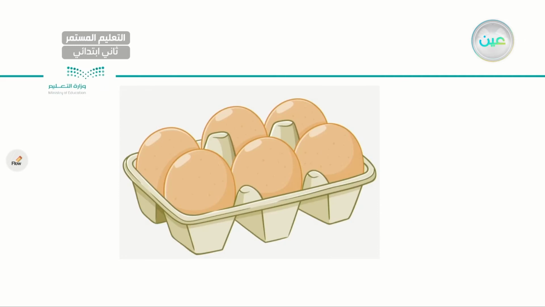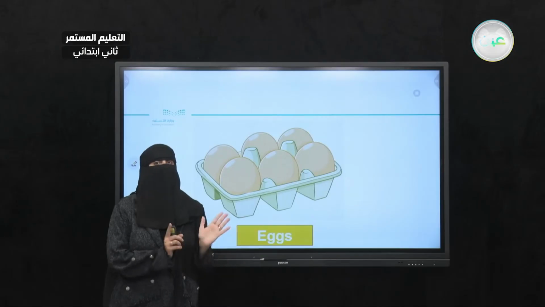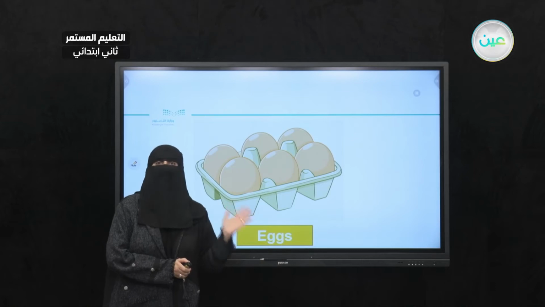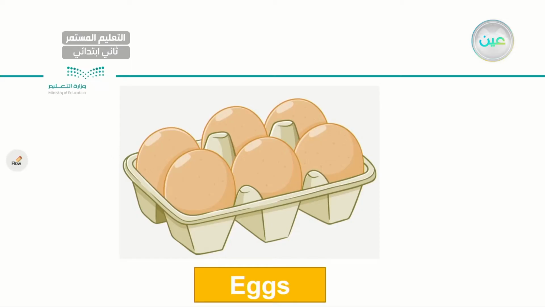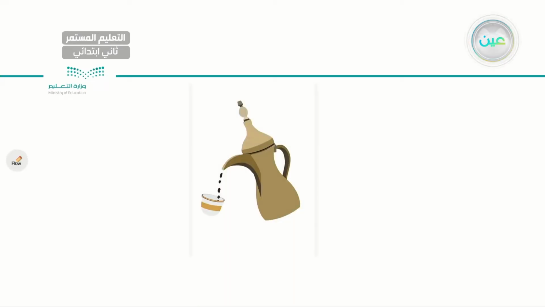Okay? How about these? What can we call these? These are eggs. Very good. Eggs. One more time. Eggs. Now I have 1, 2, 3, 4, 5, 6. I have 6 eggs, so eggs are considered to be countable nouns. Very good. Now how about this one? This is coffee. Very good. It's a coffee.